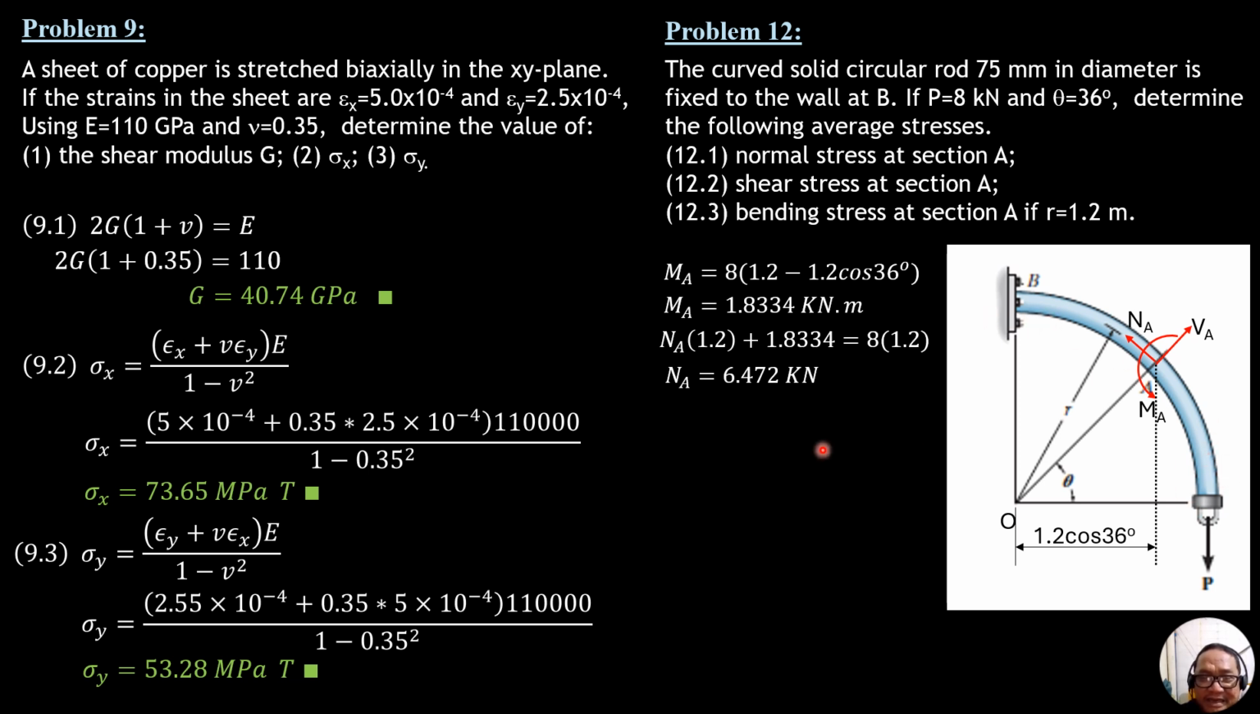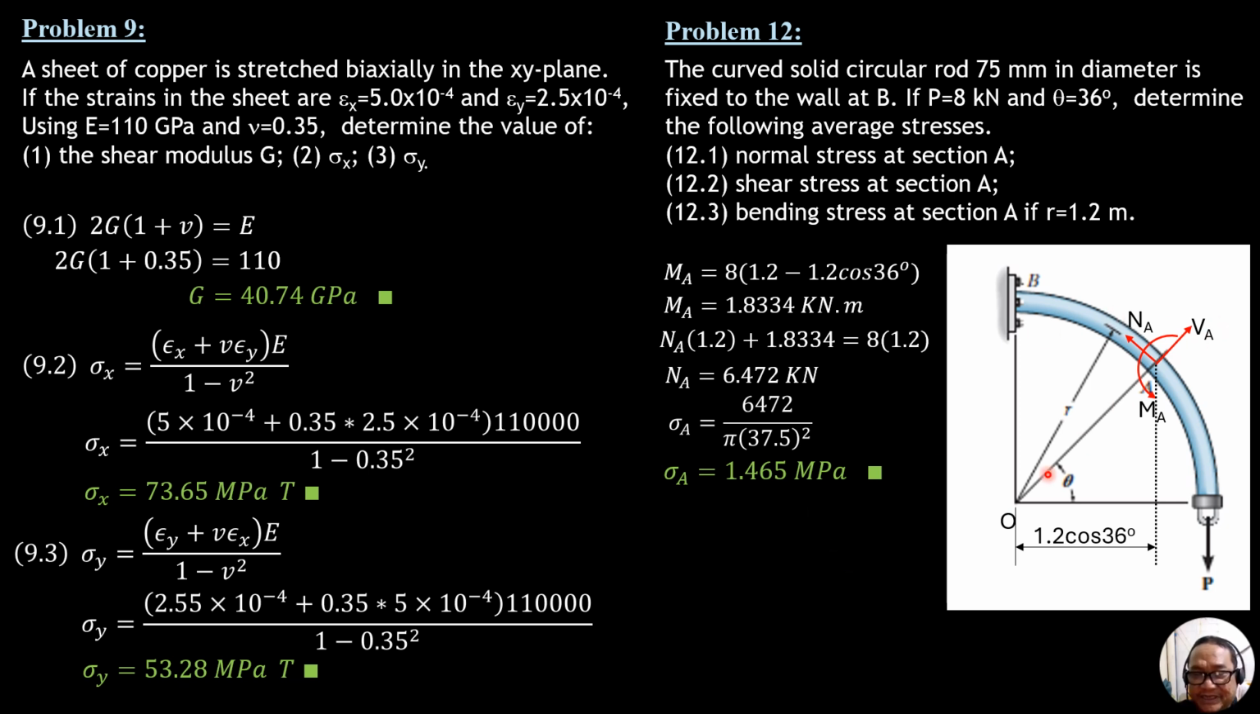circular solid rod, and we get the average normal stress, which is tension in section A. So sigma A, 6,472 newtons over pi 37.5 square. So normal stress at A is 1.465 megapascals.